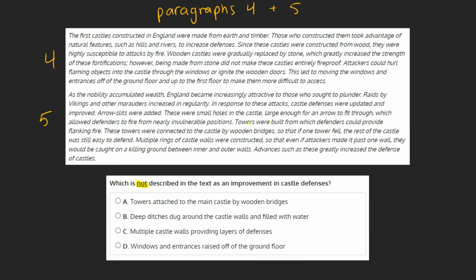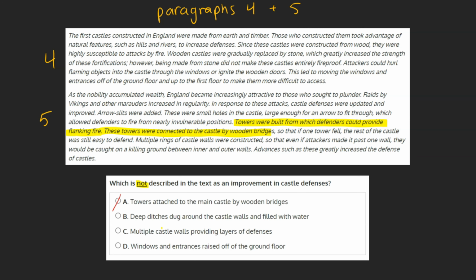A. Towers attached to the main castle by wooden bridges. We find this in the 5th paragraph, which tells us that towers were built from which defenders could provide flanking fire. These towers were connected to the castle by wooden bridges. Because this can be backed up in the text, we can mark it as incorrect.